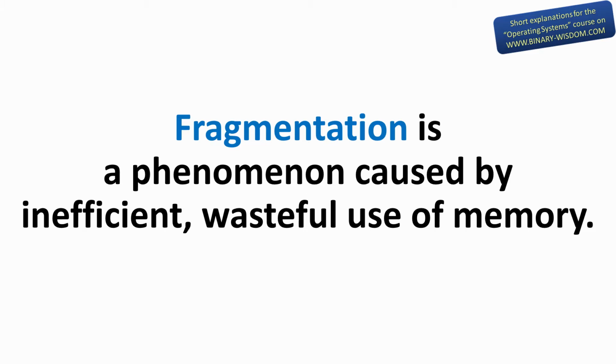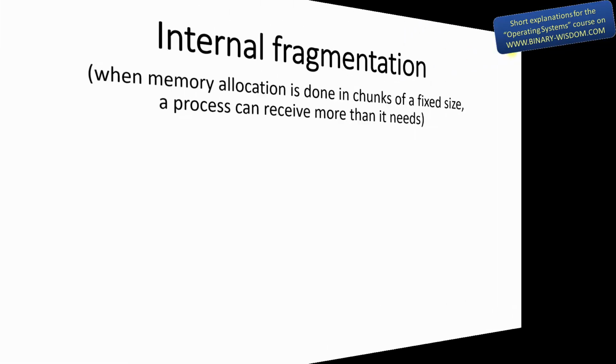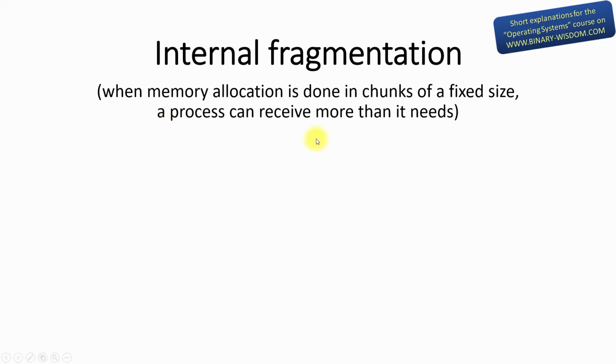Memory can be used inefficiently in two ways. We can allocate a process more memory than it needs. In this case, the extra memory remains unused. This situation happens when memory allocation is done in chunks of a fixed size.